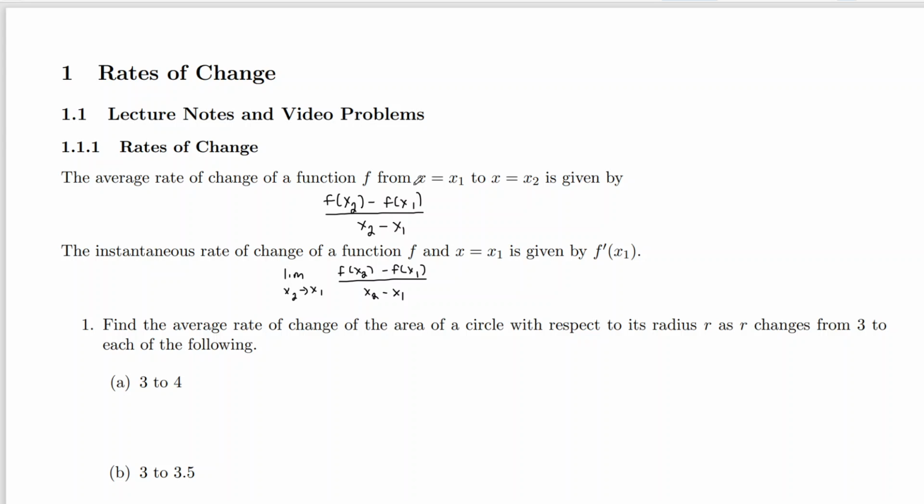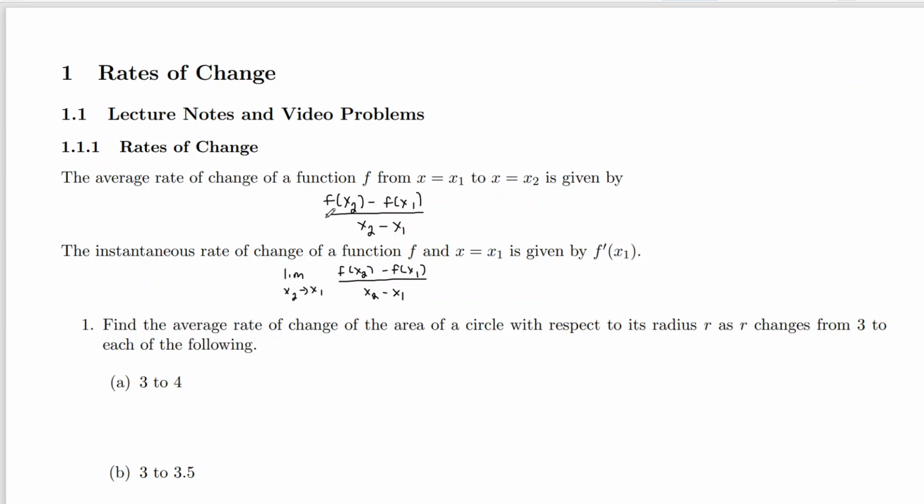Okay, so the first thing I just want to remind you is what the average rate of change is. It's pretty much the slope formula. The average rate of change of a function from x equals x1 to x equals x2 is given by f of x2 minus f of x1 over x2 minus x1.